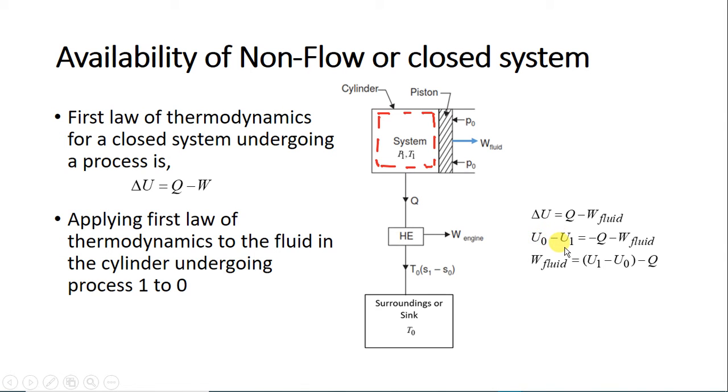So U0 minus U1 is equal to, now here you can see heat is rejected from the system. Q is going outside the system, which is why it will be minus Q. And work is done by the system, so the sign will remain as it is. Even though here it is minus W, this actual work is positive only. When work is done on the system, we will take one more negative sign, and negative will become positive. So in this case U0 minus U1 is equal to minus Q minus W of fluid. So what will be W of fluid? Take this on this side, so you will get U1 minus U0 minus Q.